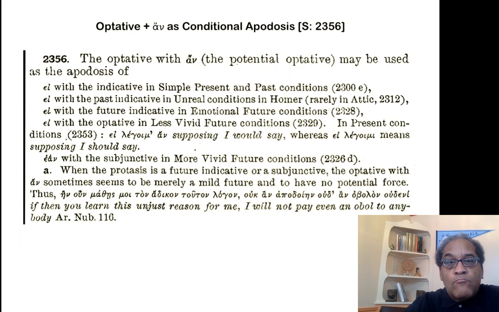Okay. So finally, Smyth has at 2356 an explanation of the various cases where the optative with an, the potential optative, may be used in the apodosis. And this is just an example of the fine slicing he does. I'm not even going to go through this. I'll just refer you to this section, 2356, where he shows places where you can have a potential optative with an in the apodosis.